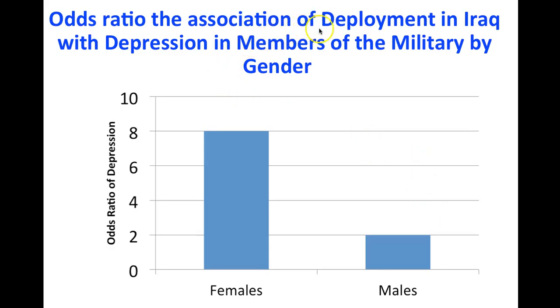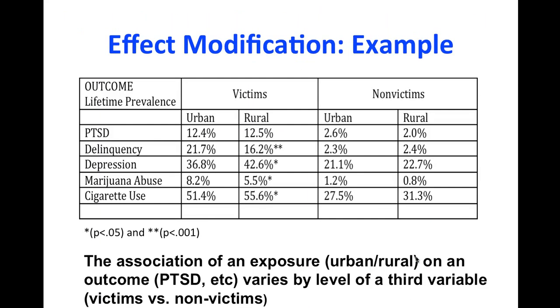So here is the odds ratio, the association of deployment in Iraq with depression in members of the military by gender. Here the difference is that in females, the odds ratio of depression is much higher than it is among males.